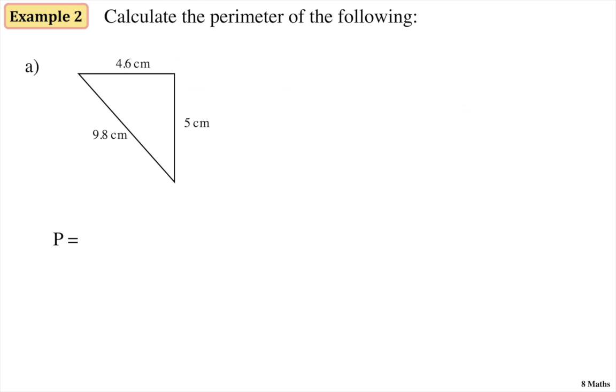Righto, question 2 says to calculate the perimeter. What does perimeter mean? Perimeter means the distance around all of the outside edges added together. Well, this is a triangle, so there are 3 outside edges. I have to plus those 3 sides together to get my answer. So if I plus those 3 sides together, there is my working out. Put that into the calculator, there is my answer. So when I do 4.6 plus 5 plus 9.8, the answer is 19.4, so it's 19.4 centimetres all of the way around my shape.